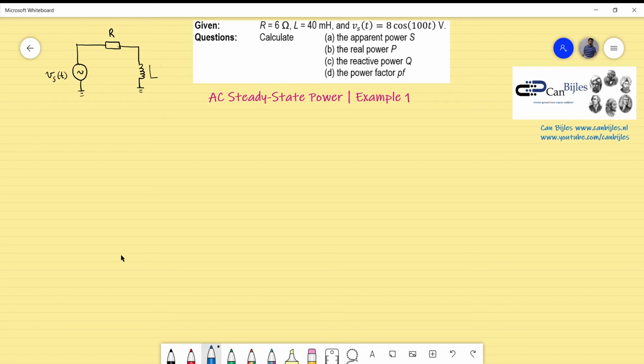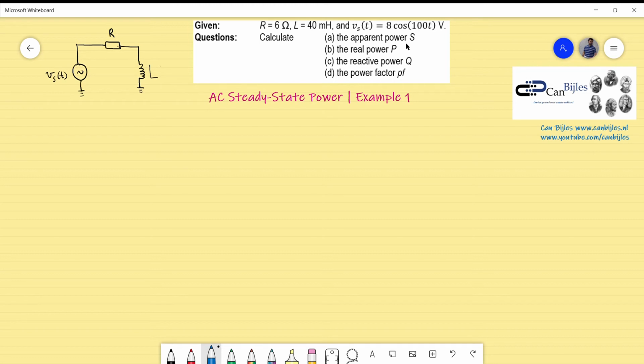We start with a new subject, which is AC steady state power, and we have of course several examples for this subject to clarify the situation in more detail. So let's start with the first example. This is the series RL circuit, which is connected to the VS voltage source, and the values are given here, and we have several questions which are the following.